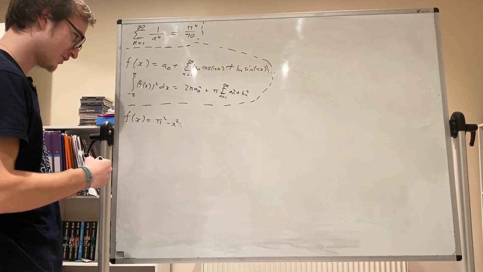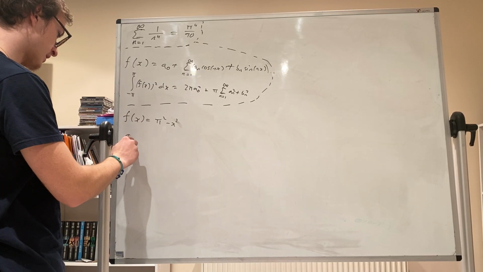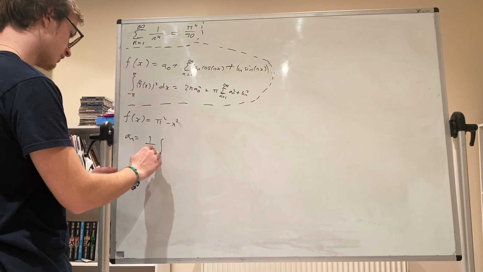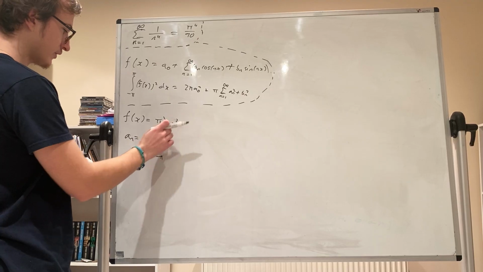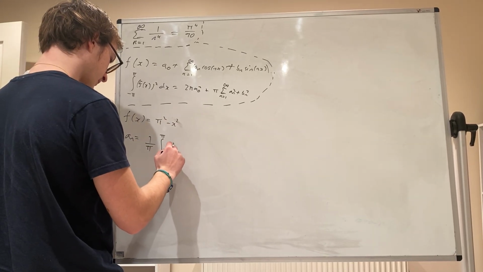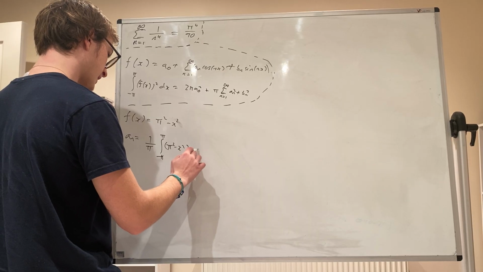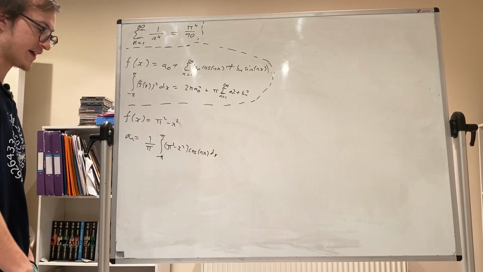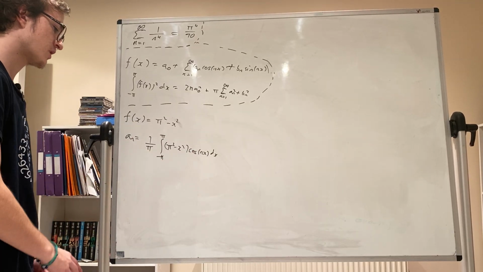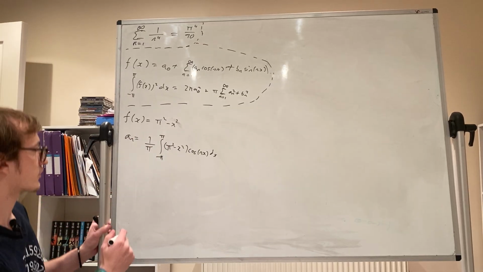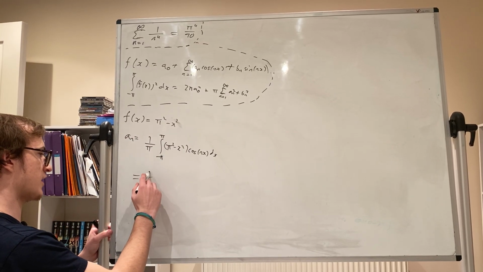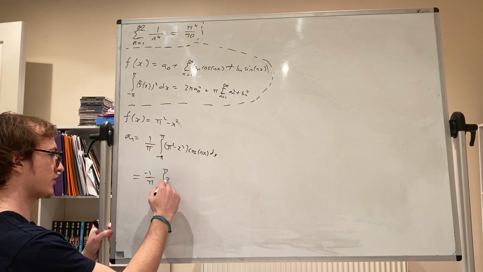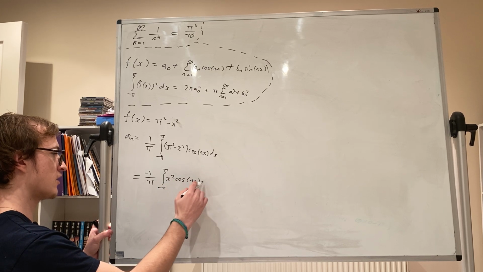And the formula that I'm using for the coefficients here is that an is given by 1 over pi times the integral from minus pi to pi of f of x, which is this guy, so pi squared minus x squared, times cosine of nx, like so, dx. Now, the integral of cosine nx from minus pi to pi is just 0. So really what we just need to consider here is just minus 1 over pi times the integral from minus pi to pi of x squared cosine of nx dx.